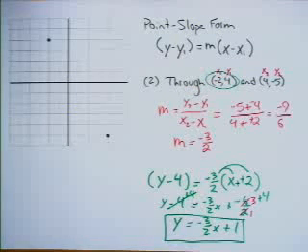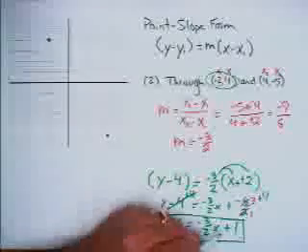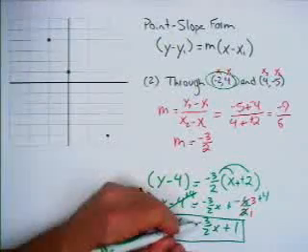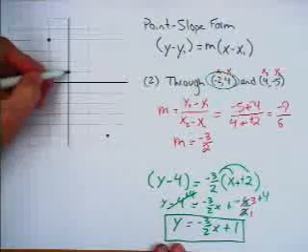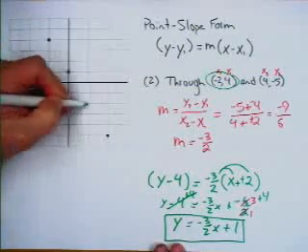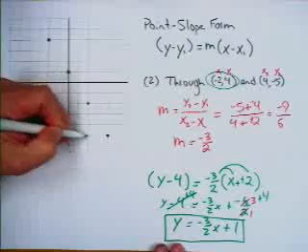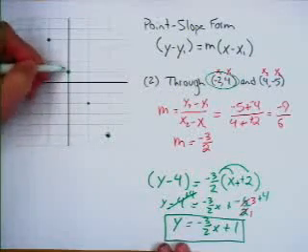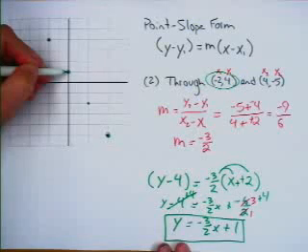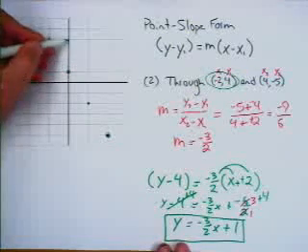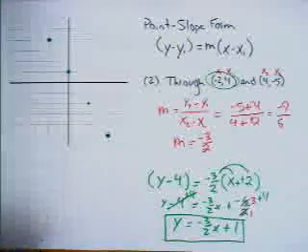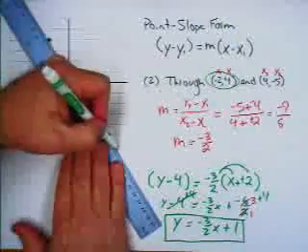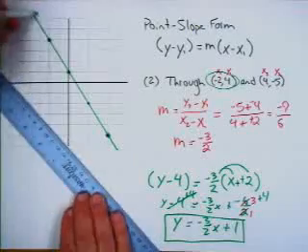Let's graph it. The y-intercept is 1. The slope is negative 3 over 2. So that's negative 1, 2, 3 over 2. Certainly goes through that point. Or it could also be 3 over negative 2. So that's 1, 2, 3. And it certainly does go through those points exactly as it should.